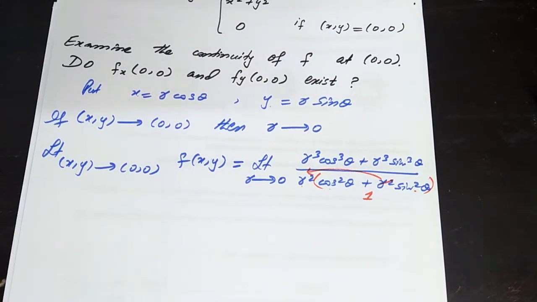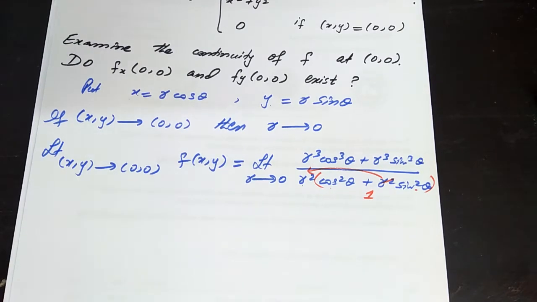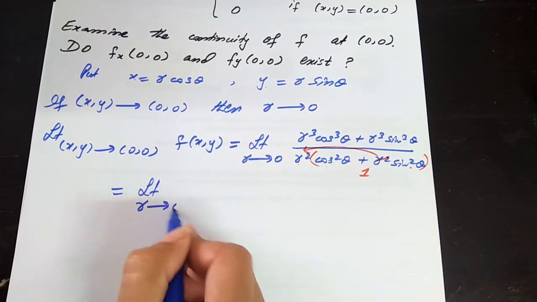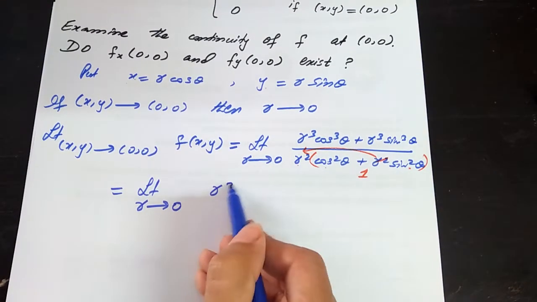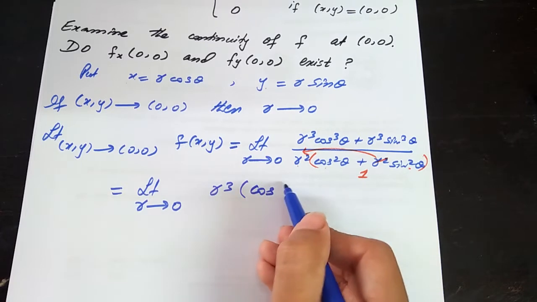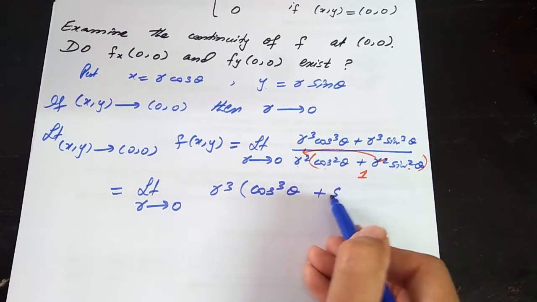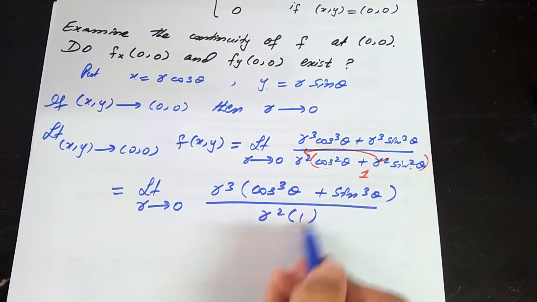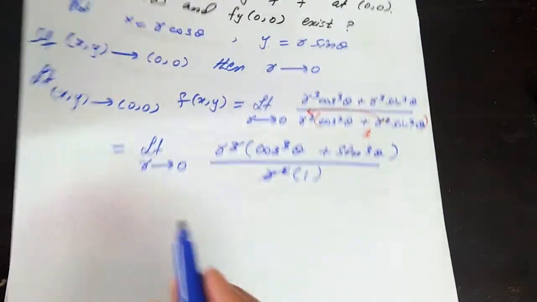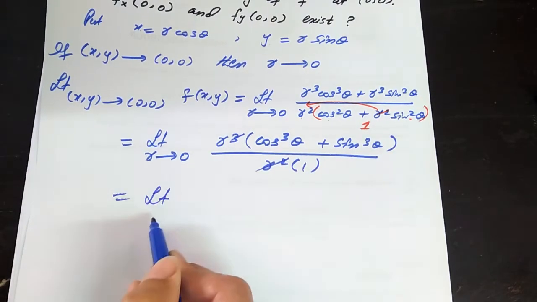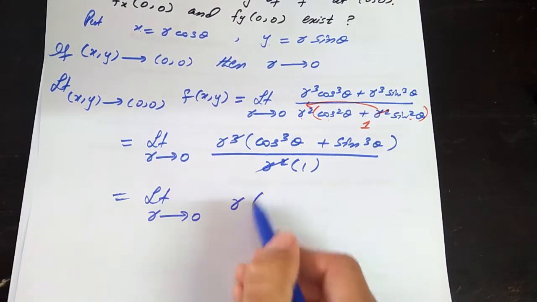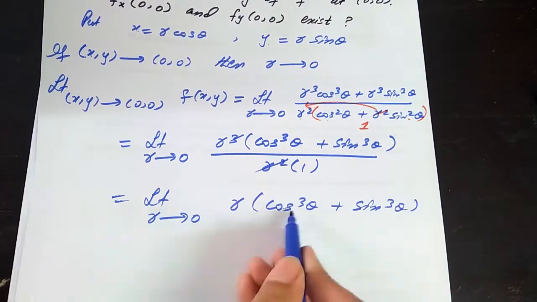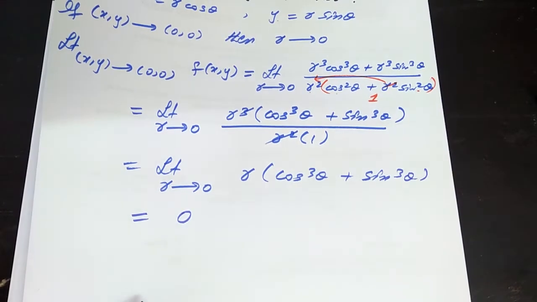So in my denominator, I will be left only with r square. Now from here I will get limit r approaches to 0, take r cube common from the numerator. Inside I will be left with cos cube of theta plus sin cube of theta, divided by r square, which is left in the denominator. Now this will be cancelled with this one. So I will be left with limit r approaches to 0, r times cos cube of theta plus sin cube of theta. Now put the limit here, I will get 0 in my answer.